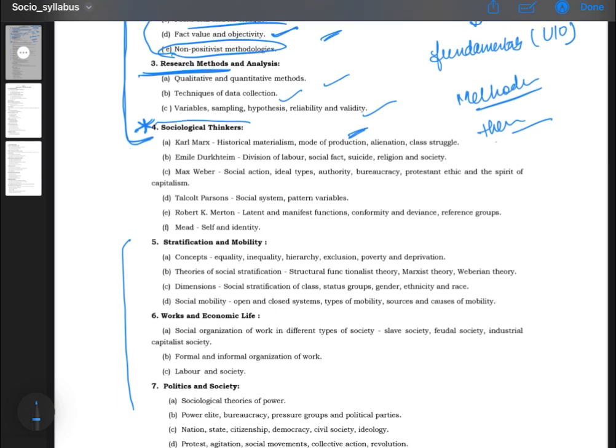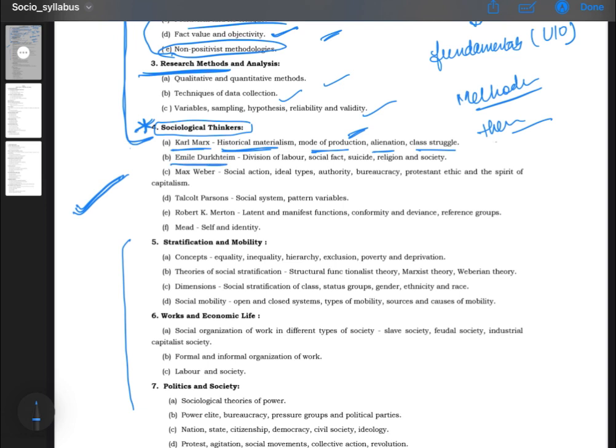Next is sociological thinkers, which is the unit from which maximum questions are asked in the exams. This is very important. So the first thinker that we have is Karl Marx. We all know Karl Marx. It is referred in different subjects. He's actually not a sociologist, but he has made major contributions, so we study him in sociology. His major contributions were historical materialism, mode of production, alienation, and class struggle.